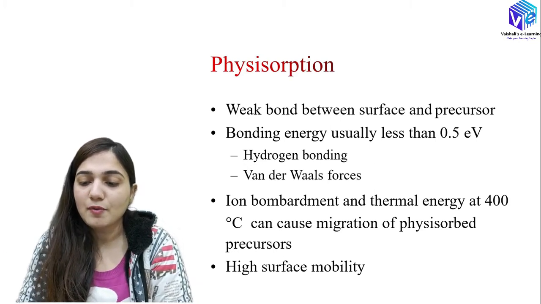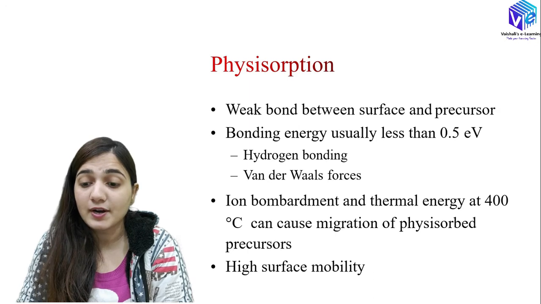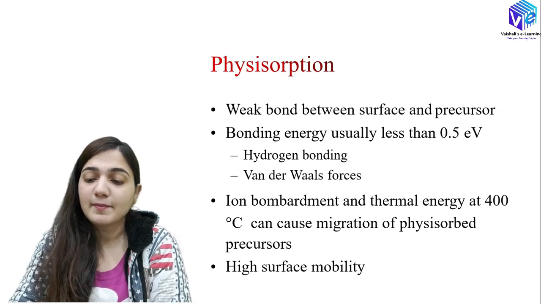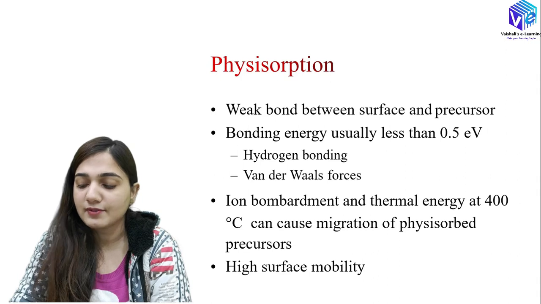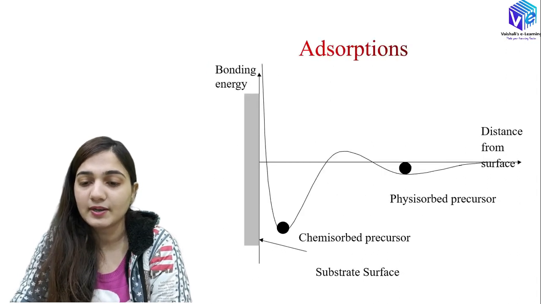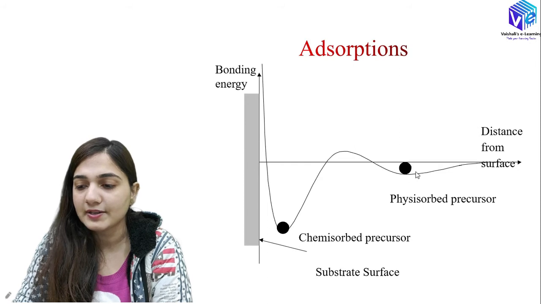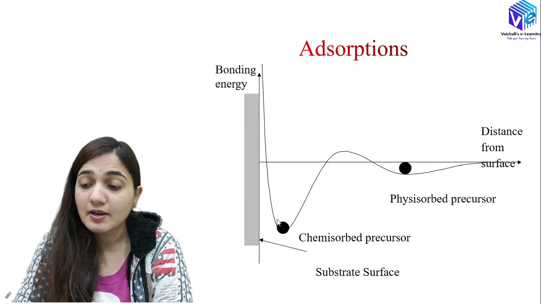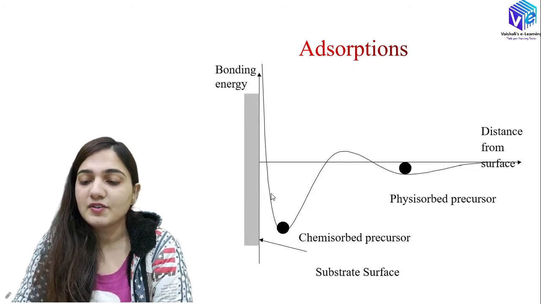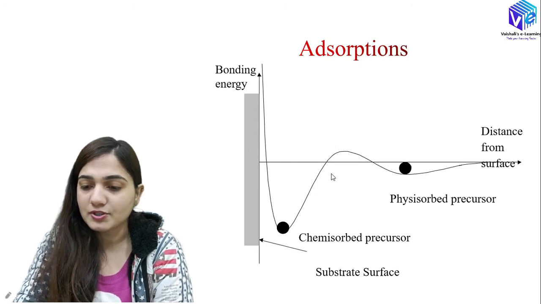Here we have ion bombardment and thermal energy at 400 degrees Celsius, which can cause the migration of physisorbed precursors. We have high surface mobility over here. You can see the bonding energy: for the chemisorbed precursor we have highly negative bonding energy, and for the physisorbed precursors we have less negative bonding energy. And this is the distance from the surface. Chemisorption takes place at a smaller distance from the surface, but physisorption takes place at a larger distance from the substrate surface.